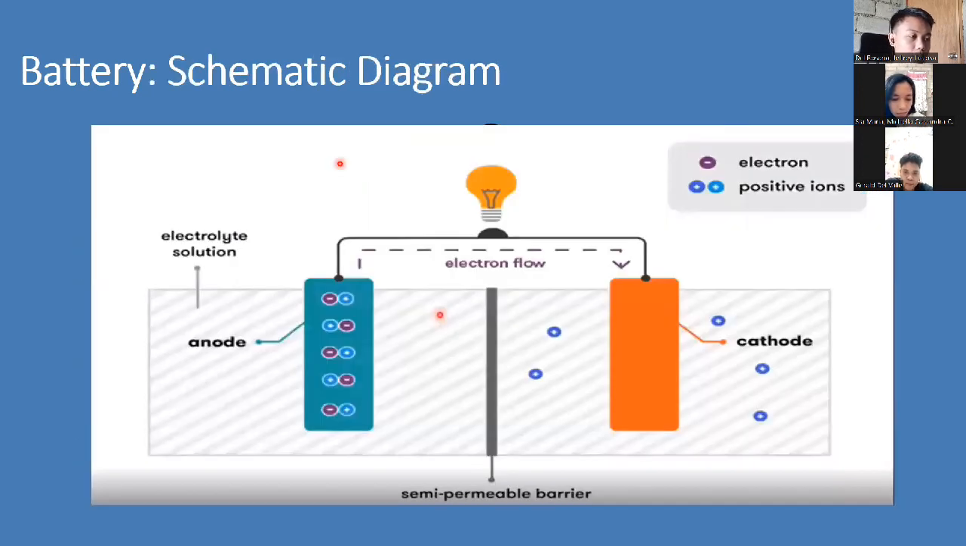This is the schematic diagram of a battery. We have the electrolyte solutions, the anode, and then the electron flow going to the cathode. The semi-permeable barrier is this one.